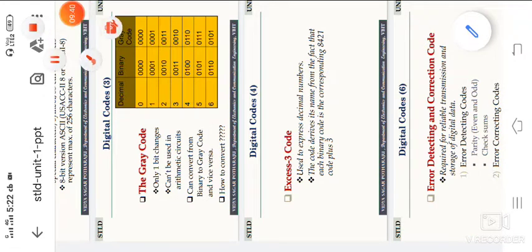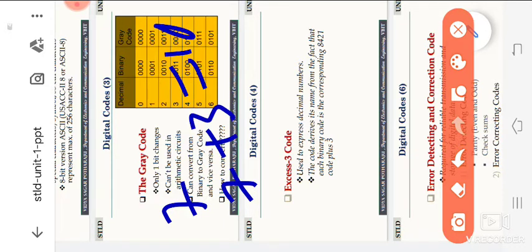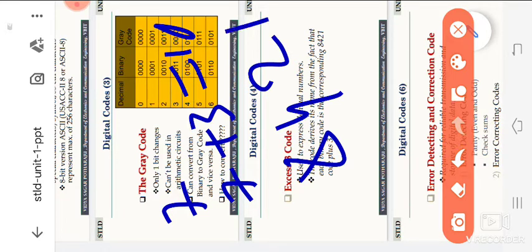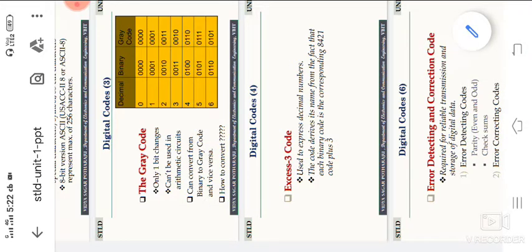This is an example for the XS3 code. We are converting 7 into XS3. 7 plus 3 is 10. Converting to 8421, 10 is 1010. This is our answer for converting to XS3 code.